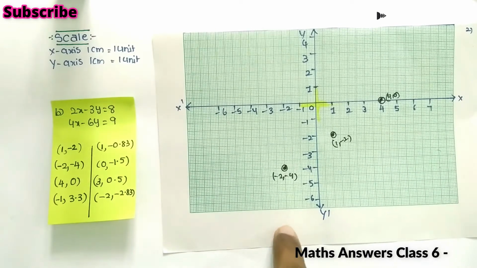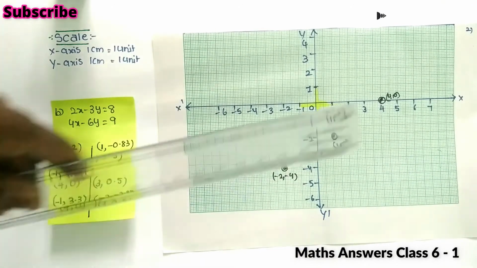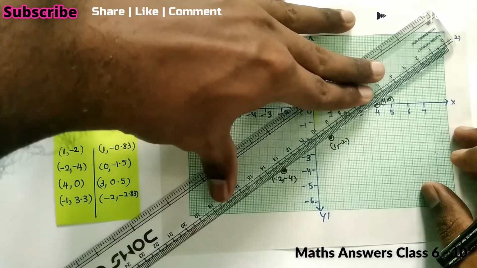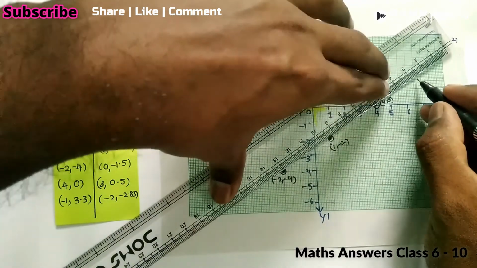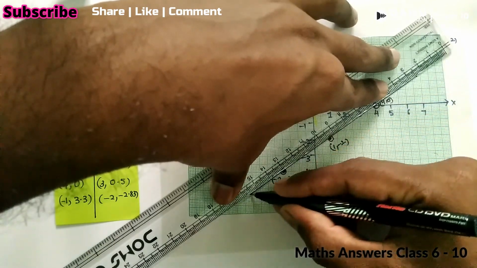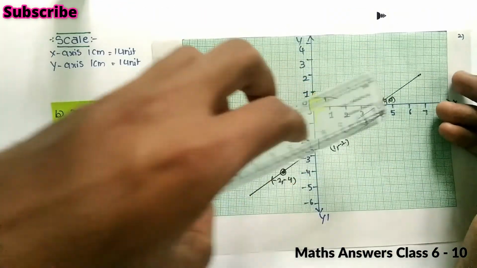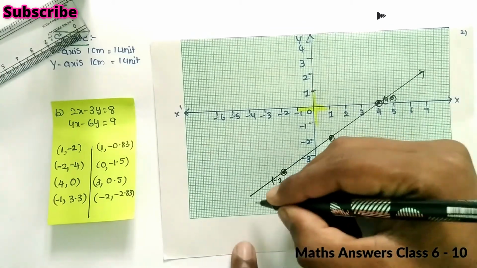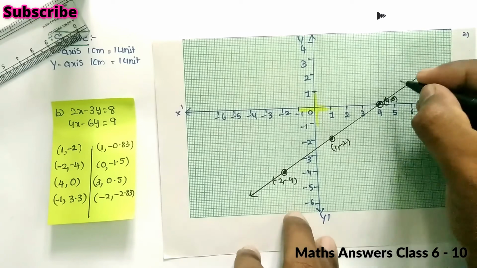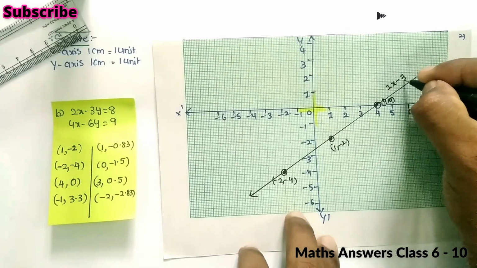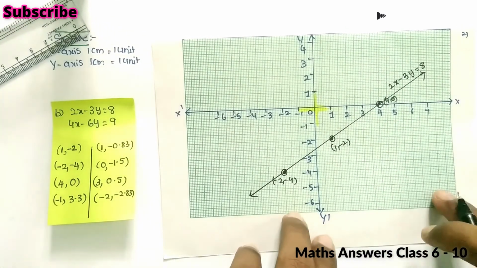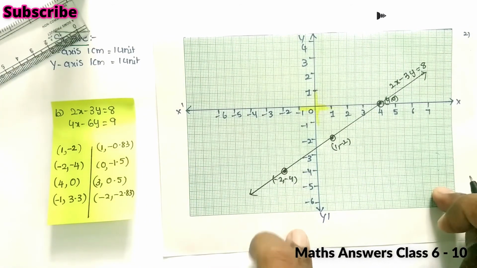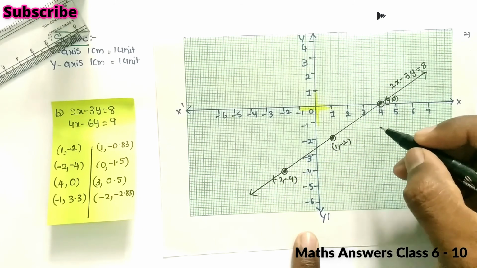Let's move on to this. Let's join these points. If you join these, we will get one line. Let's join all these points. We will get one line here. So what is this equation? This is the equation 2x minus 3y equal to 8. Then the second one, that is 1 comma minus 0.83.